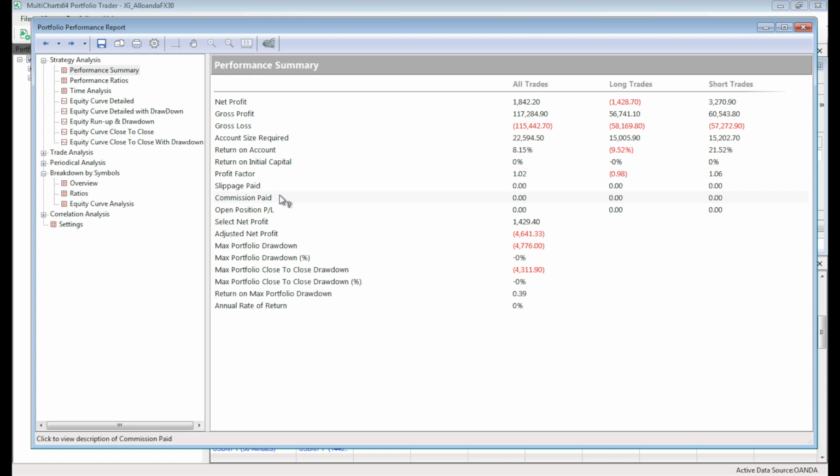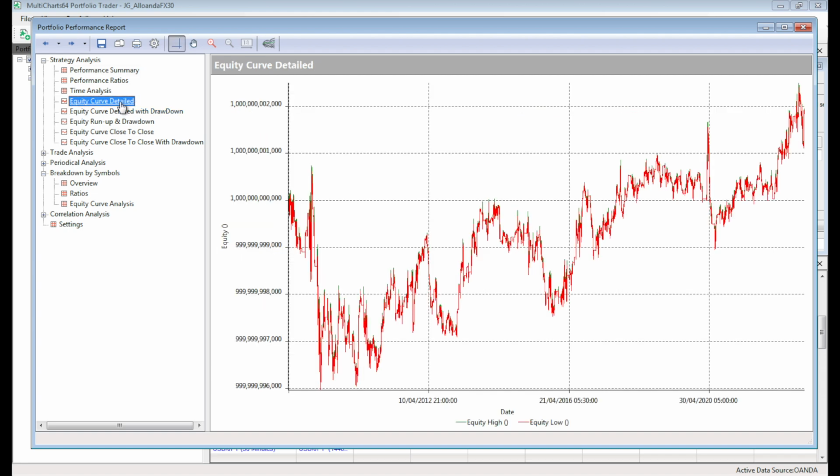So here's the results of the complete portfolio over the 14 pairs. Now these results are going to be in pips. It was overall profitable over the 14 pairs combined. That's what the equity curve looks like.